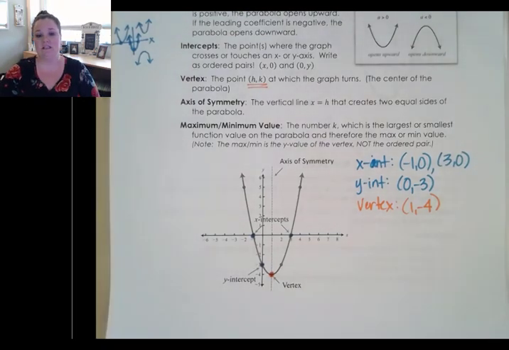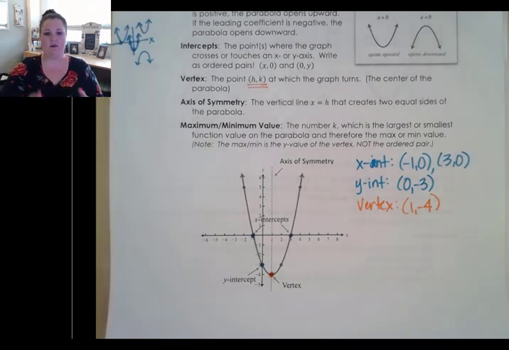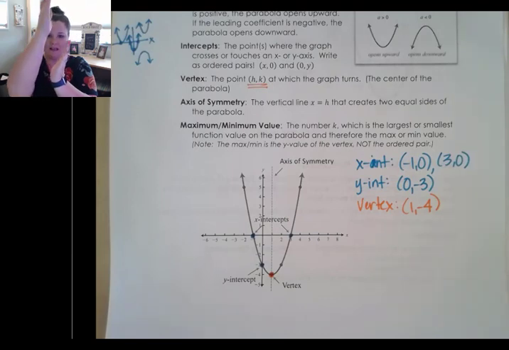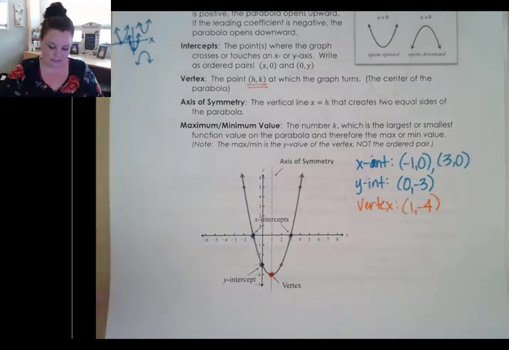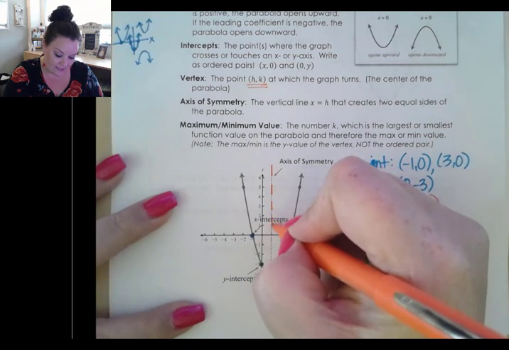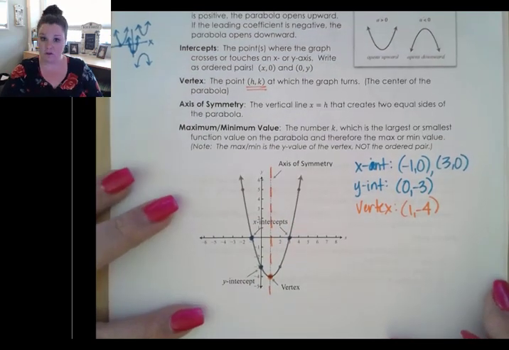The next thing we need to be aware of is the axis of symmetry. Now, the axis of symmetry means that one side of the parabola looks exactly like the other side of the parabola, right? And so the axis of symmetry is the line that cuts that parabola right down the center and makes one half look exactly like the other half. So you can see here I have it highlighted. The axis of symmetry is this line that cuts it right down the middle, right? Now, it's a vertical line.